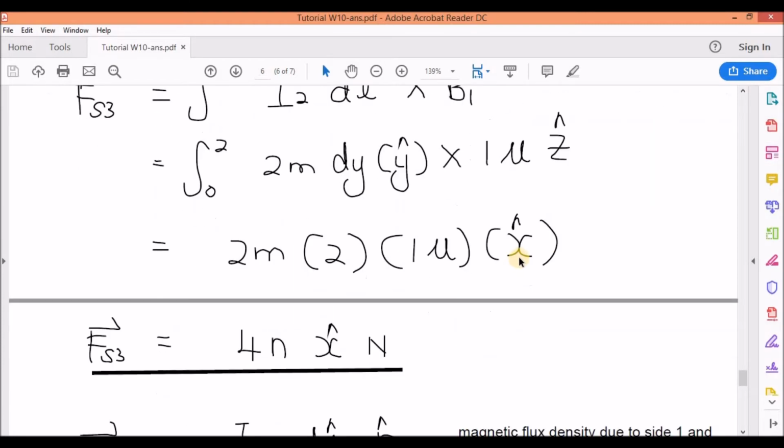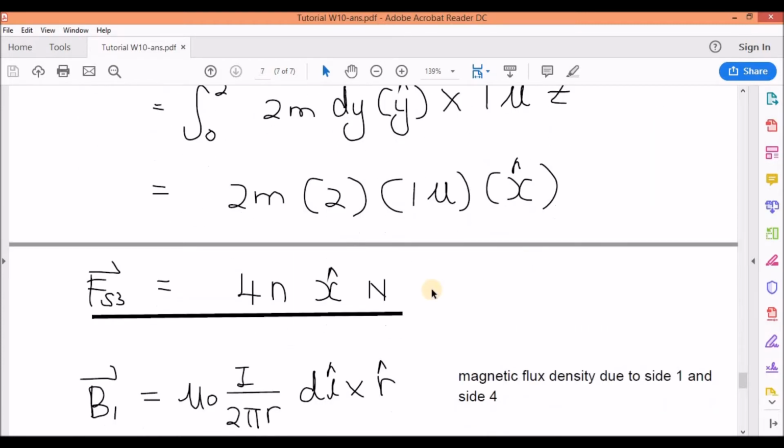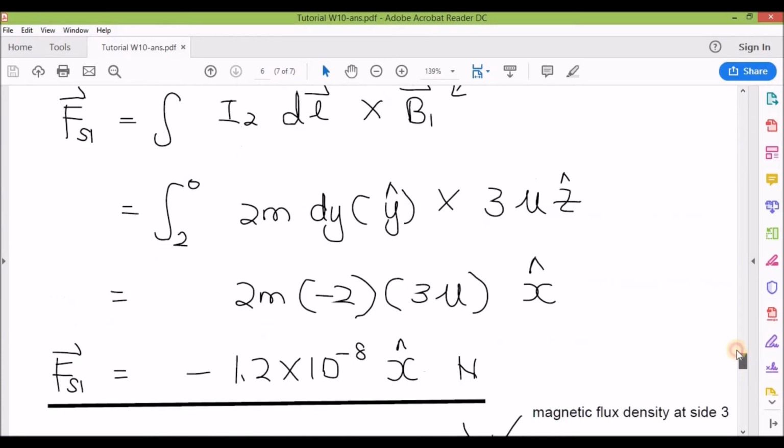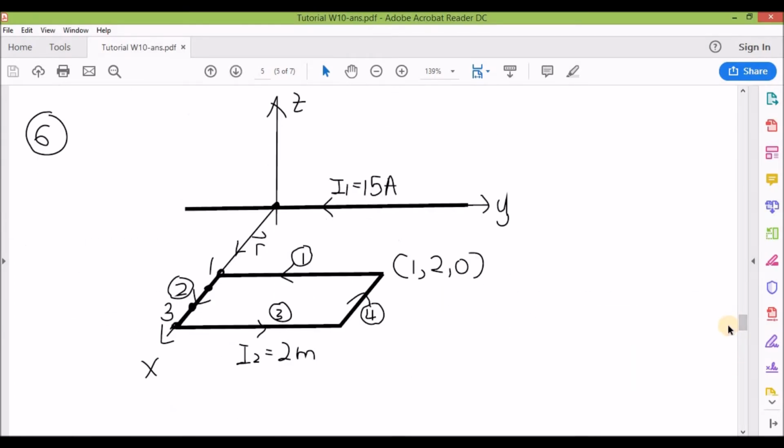So you expand it and solve it, you get the force. Now let's look at the force due to side 2 and side 3. Before we calculate it, we need to know the magnetic flux for side 1 and also side 4. Let's look at the location of side 1 and side 4.